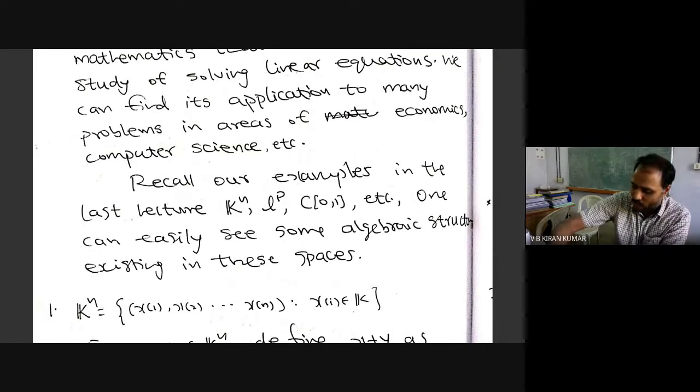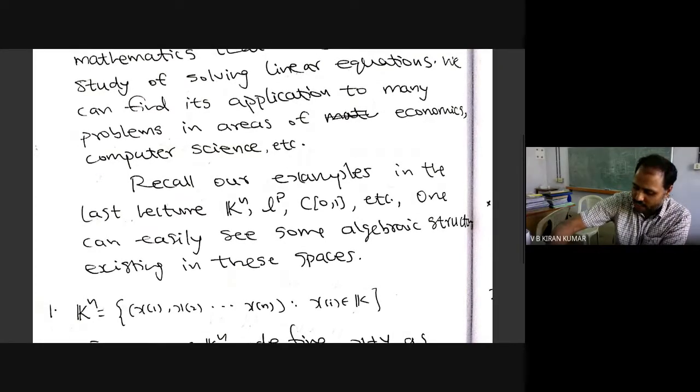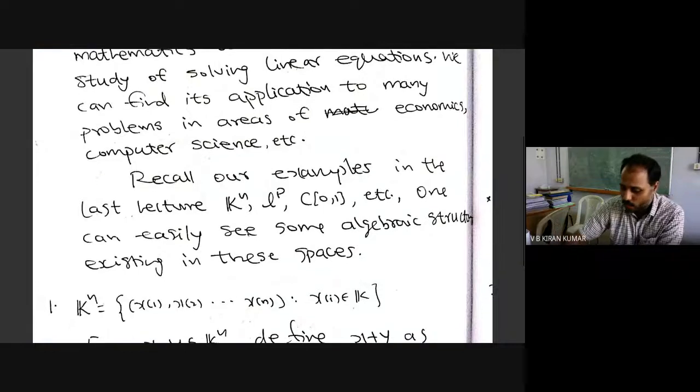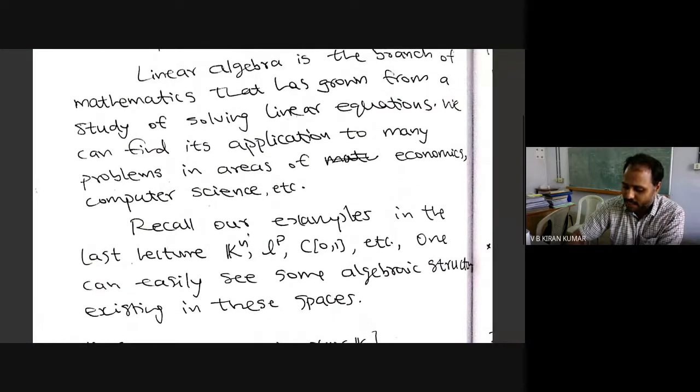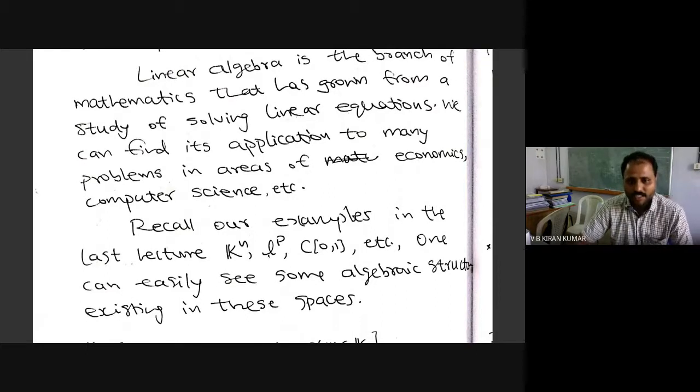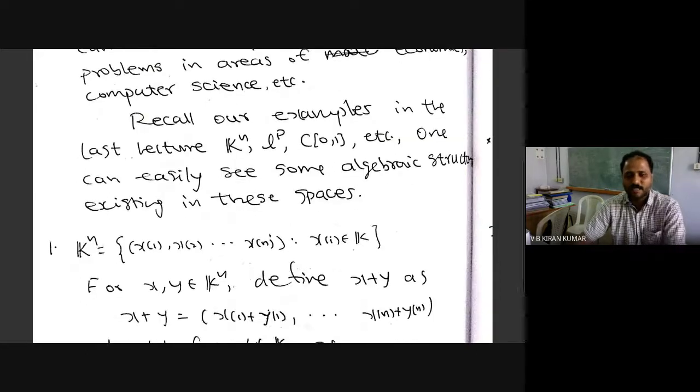So what I will do is, I will not define it rigorously. Instead, I will simply give examples. In fact, most of the examples are already covered in these lectures. But let me just recall. I did not mention the algebraic structure, the vector space structure. That's why I'm repeating this.